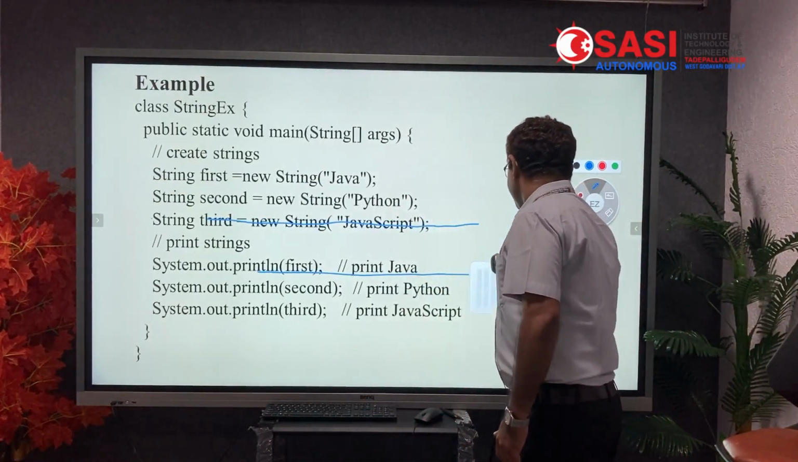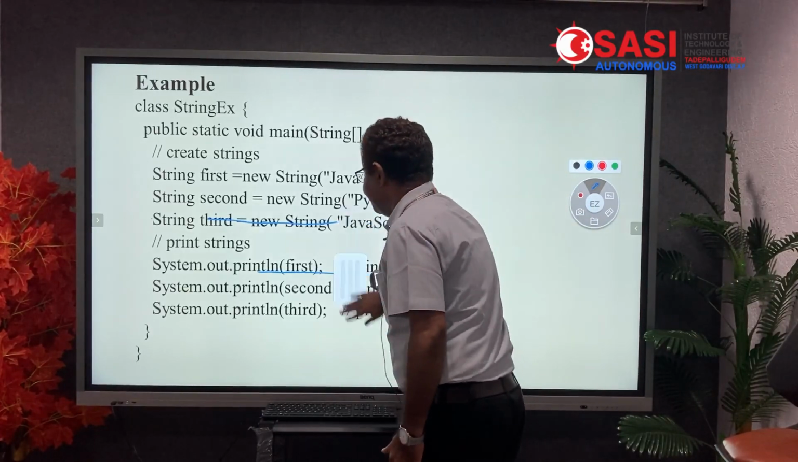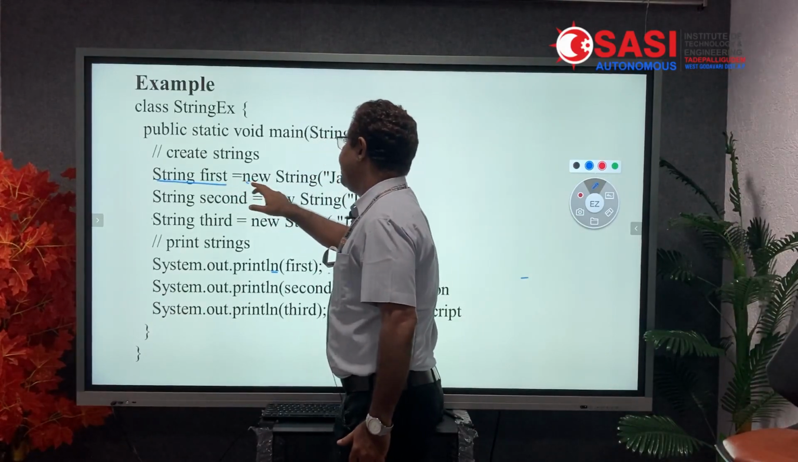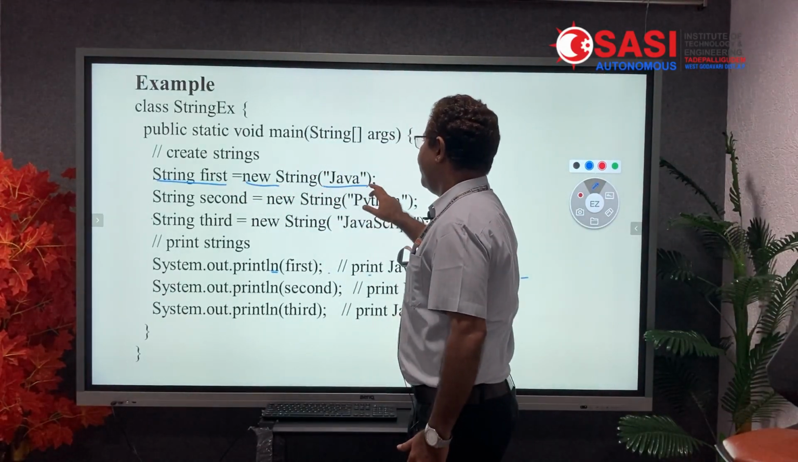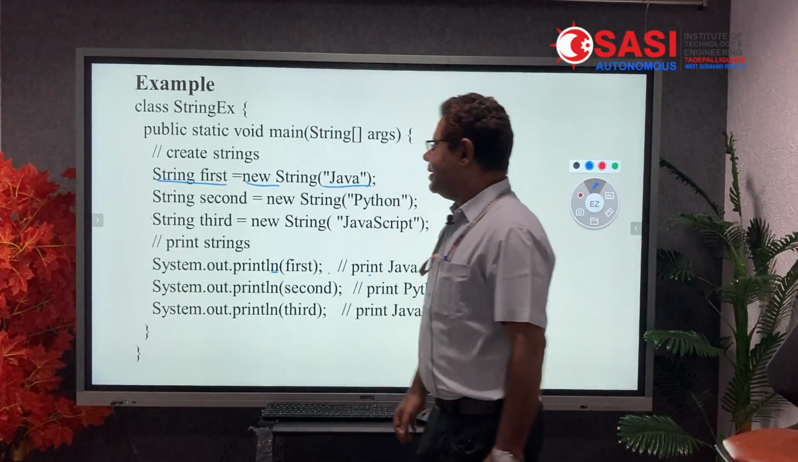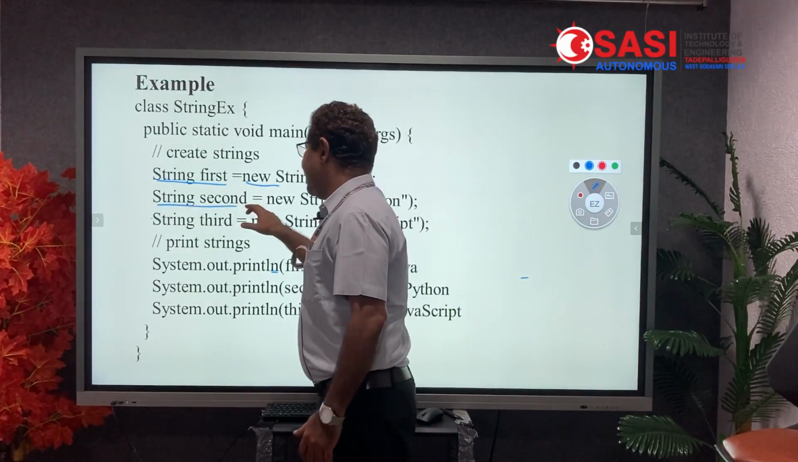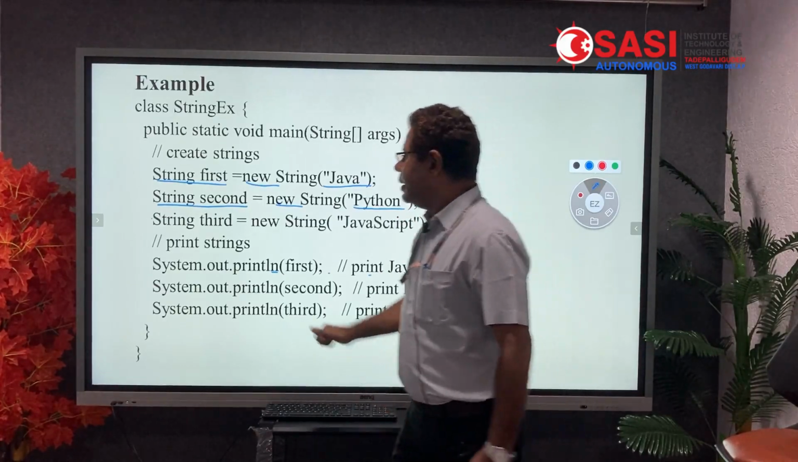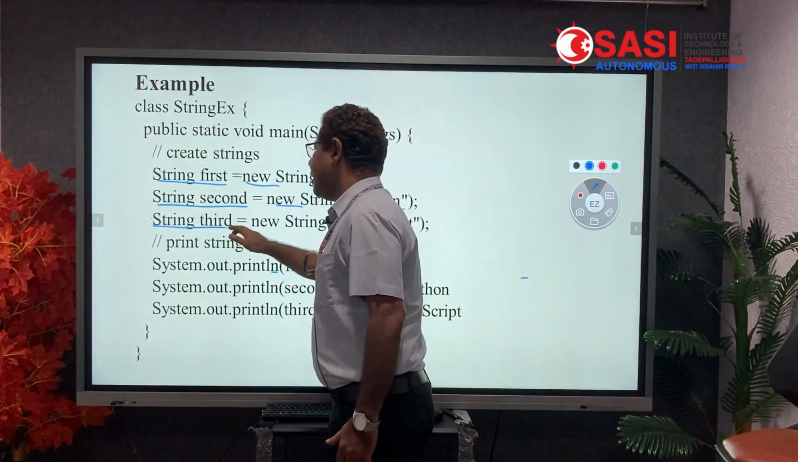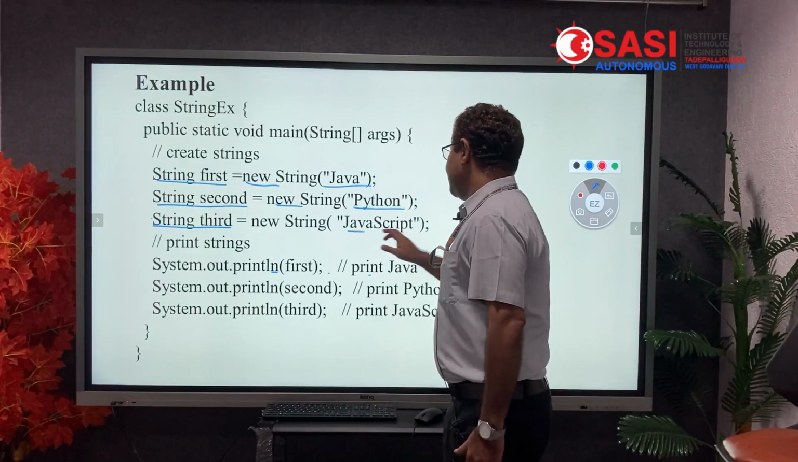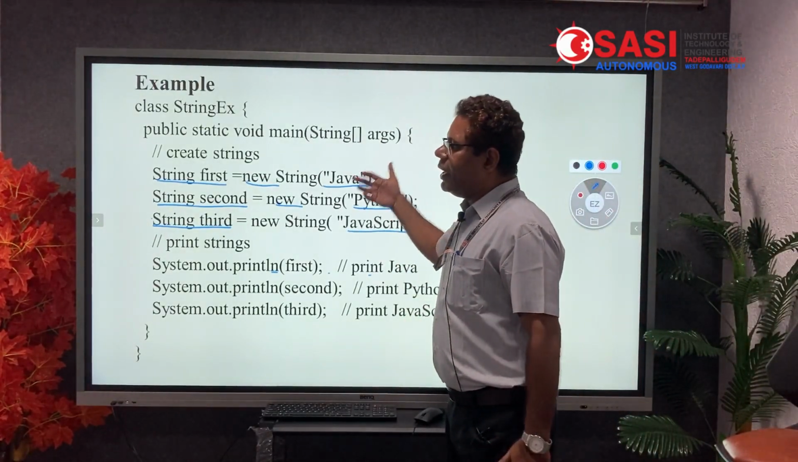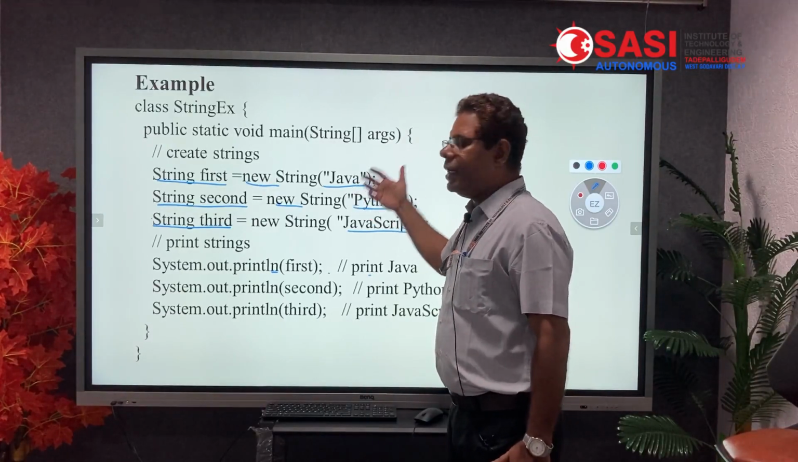The example for the new keyword: here we are creating the first string using the new keyword, allocating the value Java. Similarly, the second string is created by using the new keyword, the value is Python. Similarly, we are creating the third string, the value of the string is JavaScript. So the new keyword is used to create the string.